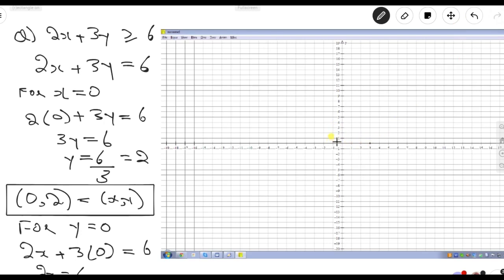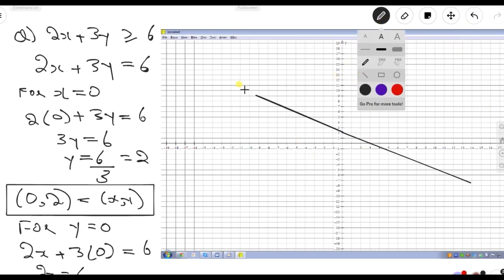That's your x-intercept, that's your y-intercept. Now we are going to join these points and extend it on both sides. Make a nice extension. Okay, this is the line that is representing this equation that we just wrote over here. Now the question is, we have to shade the region that satisfies this inequality.